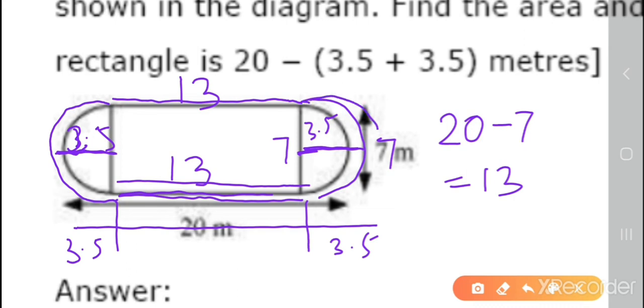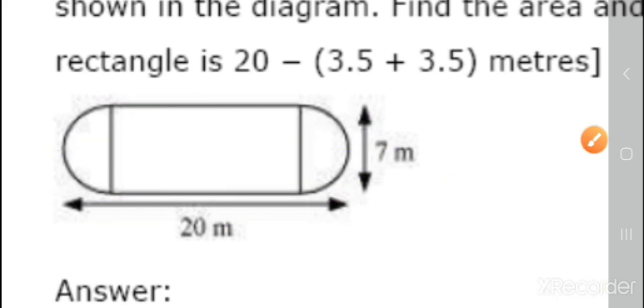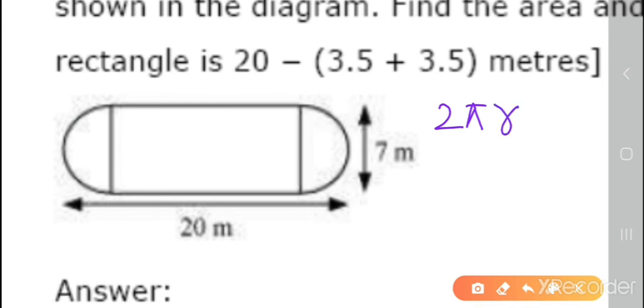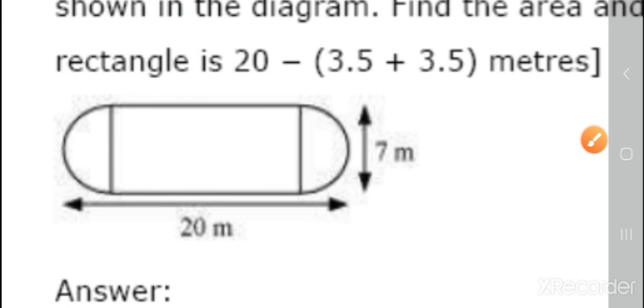So this area we are going to see. How to find that? You know that the circumference of a circle is 2 pi r. But it is a semicircle. It is only half. So 2 and 2 got cancelled and your formula will be pi r. For a semicircle, the circumference will be pi r. So let us take the formula pi r.